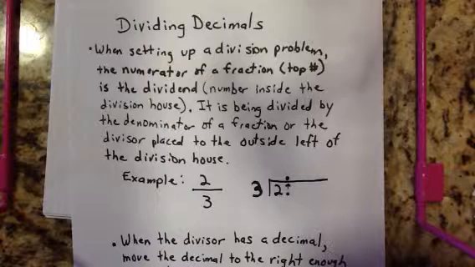Anyway, when we're going to set up a division problem, the numerator of a fraction, or what we call the top number, that ends up being the dividend, or number inside the division house. And it gets divided by the denominator of a fraction, or what we call the divisor, placed to the outside left of the division house. You can see my example here.